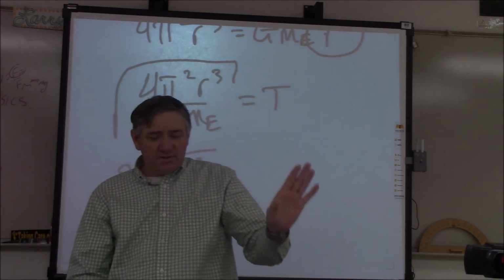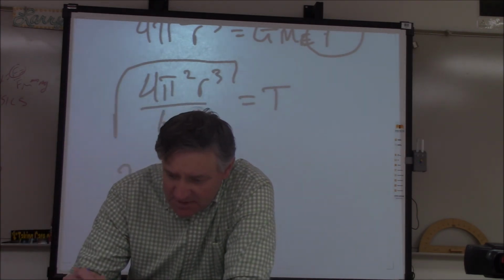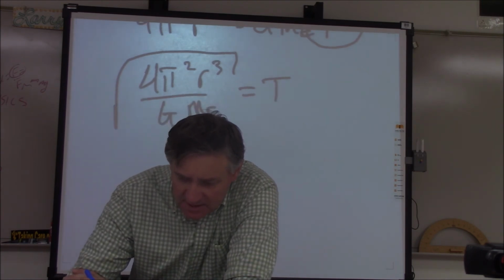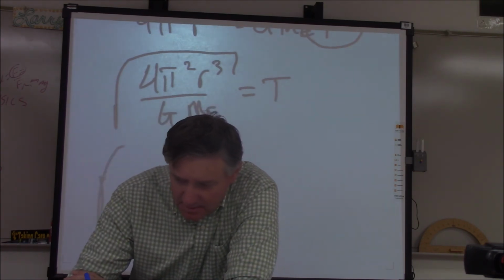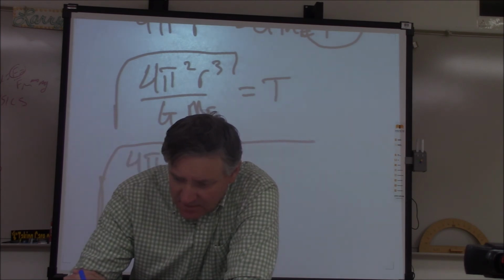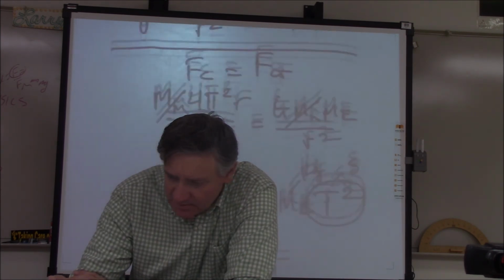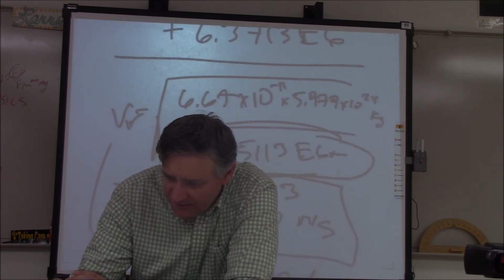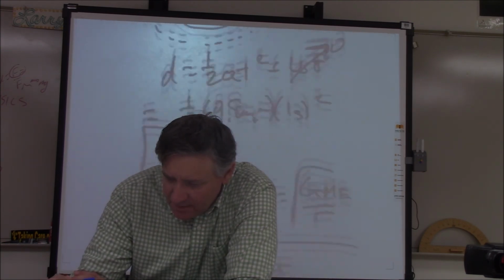So, we're going to do this with the numbers that we just had. So, we're going to try and figure out how long it's going to take this to go around. So, I'm going to have 4 pi squared. What was that radius? Hold on. 6.5113.